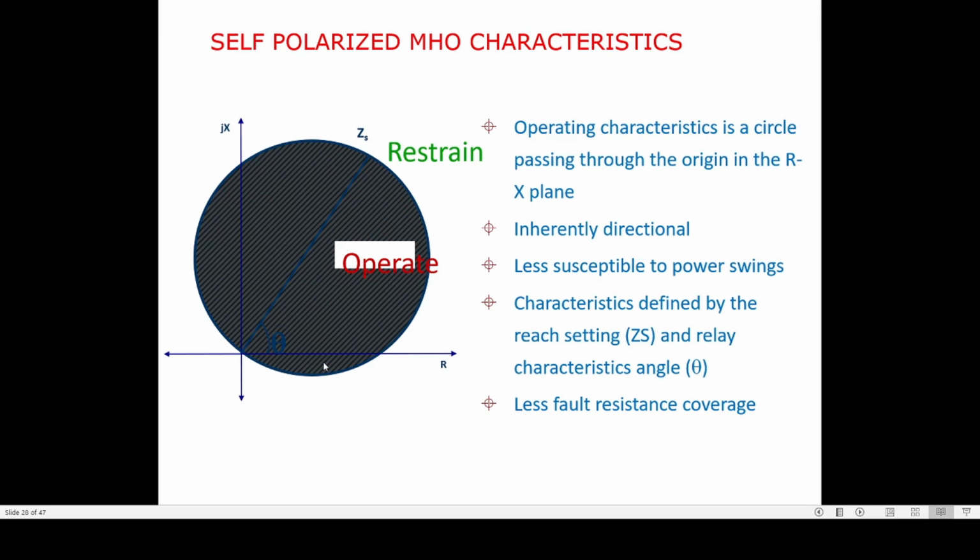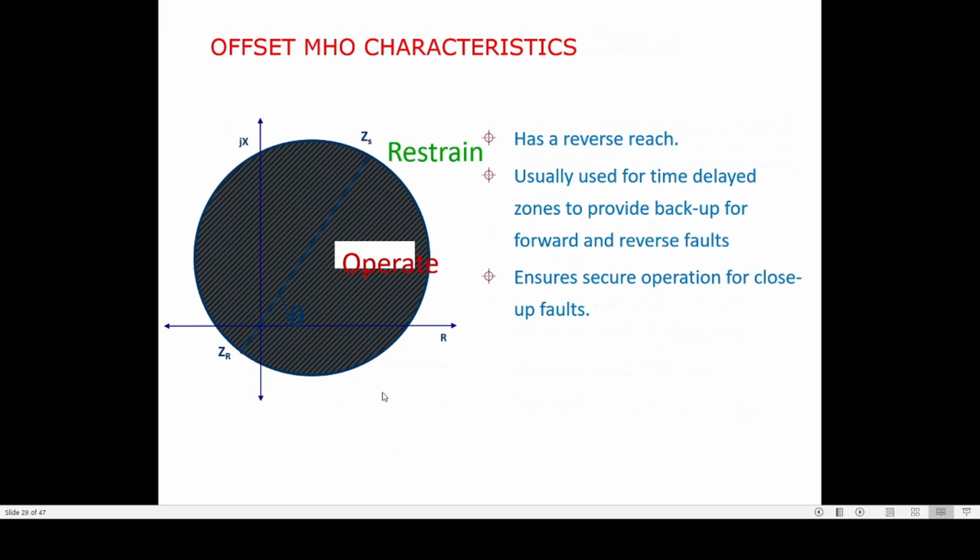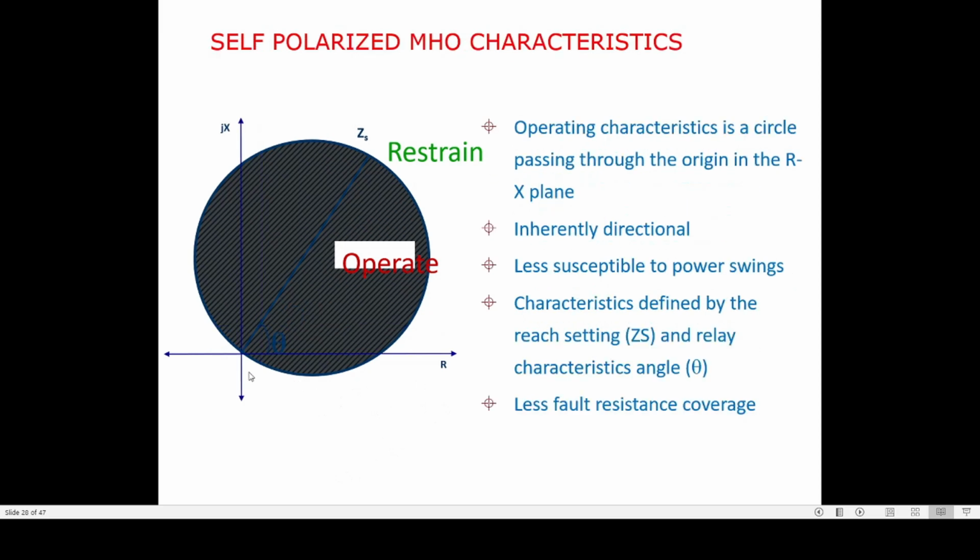Now, this characteristic is again a circle, but it passes through the origin. Because of passing through the origin, this relay is inherently directional. This is less susceptible to power swing, but if there is a fault closer to origin, then this relay might not operate, assuming that the fault is in the reverse direction.